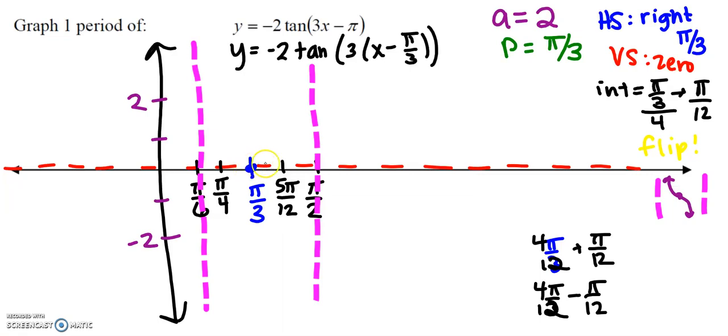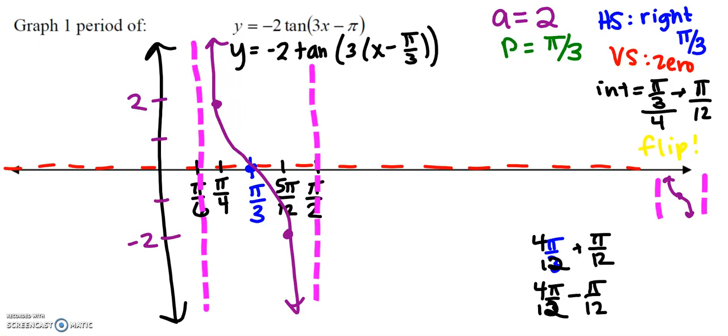So then usually I go over one tick mark and up to the vertical stretch. But because of this flip, I'm going to go over one and down that vertical stretch. Backwards one, up that vertical stretch. And I have my reflected tangent graph.